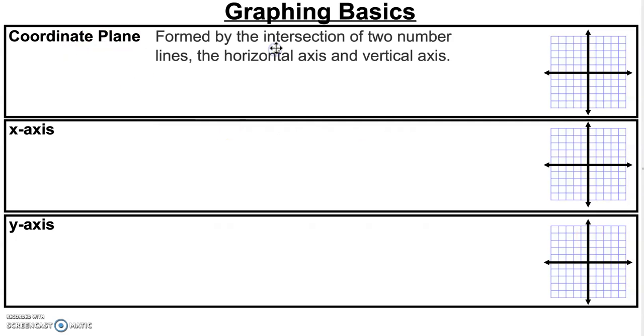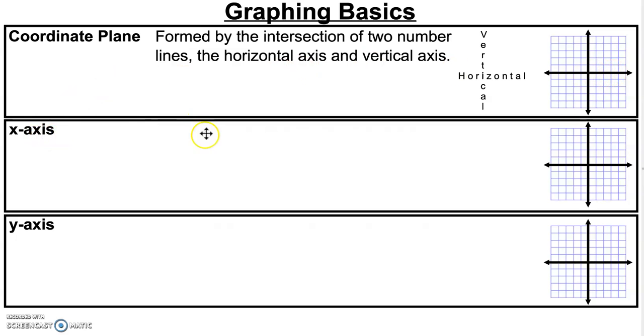A coordinate plane is formed by the intersection of two number lines, the horizontal axis and the vertical axis. Okay, so horizontal is left to right, just a reminder here, and vertical is up and down. So this is an example of the coordinate plane. We have the vertical and horizontal axes that intersect.